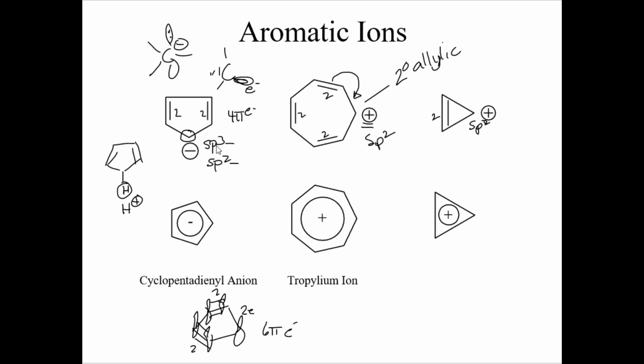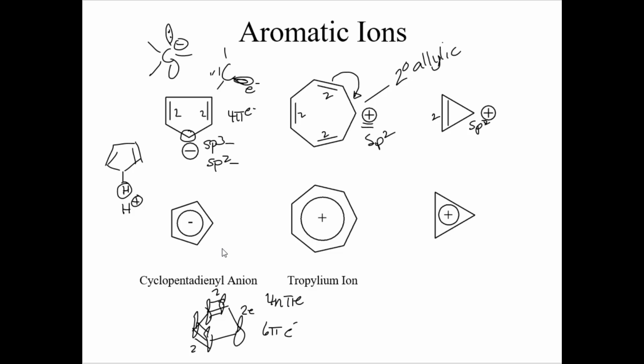If, on the other hand, putting that pair of electrons into the p orbital doesn't get you 4n plus 2 pi electrons, or heaven forbid it gets you 4n pi electrons, it won't do it. It'll just say, you know what, I'm going to stay sp3 hybridized, because if I were to do this and have 4n pi electrons, then what happens?